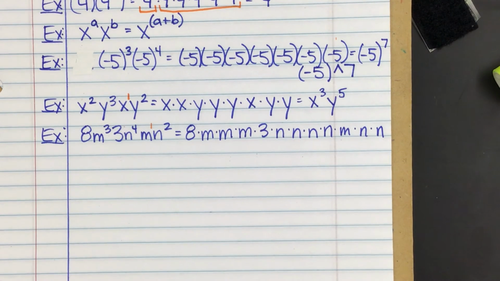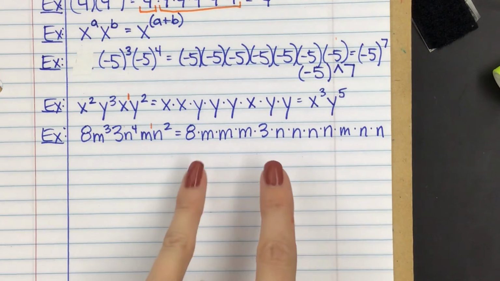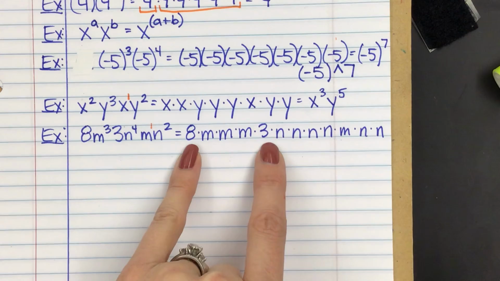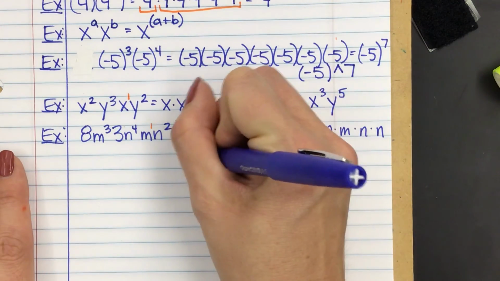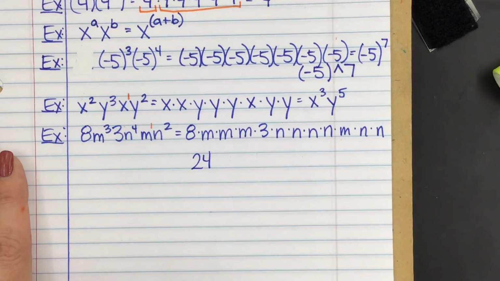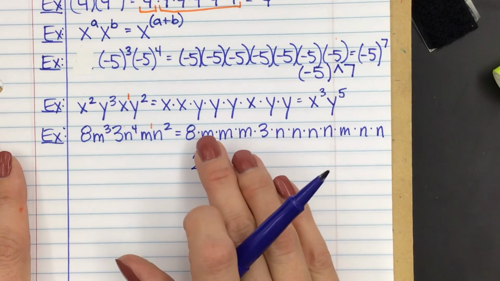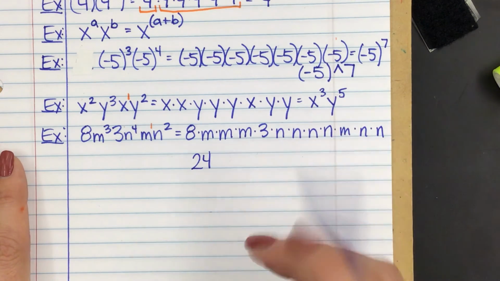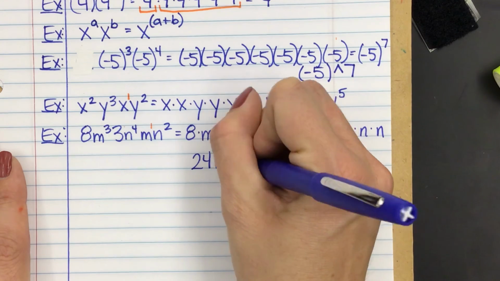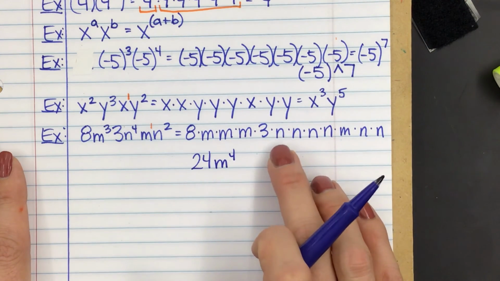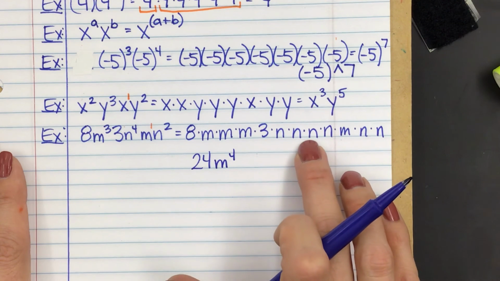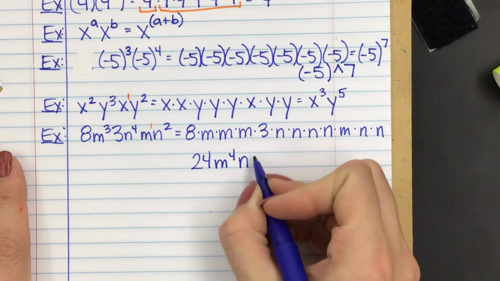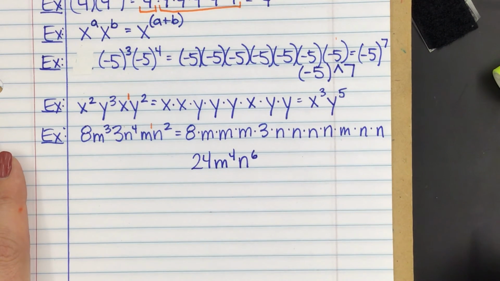Okay, so here's what we're going to do now. We're going to go through and multiply our 8 and our 3 together because those don't have exponents, so we can simplify that. 8 times 3 is 24. Now I'm going to go through and collect all of my m's. So 1, 2, 3, 4 m's. And now I'm going to collect my n's. So 1, 2, 3, 4, 5, 6. And there you have it.